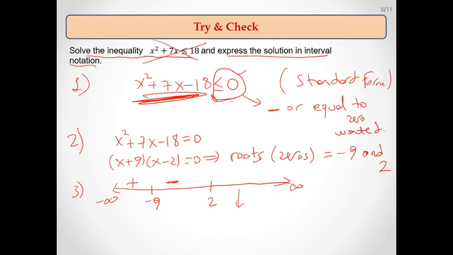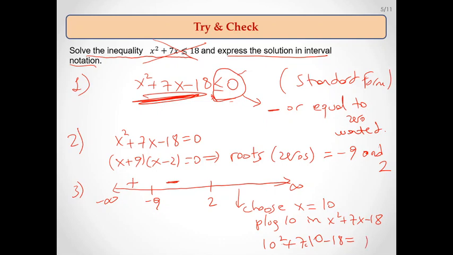Then the last one, choose a point. Choose x to be like 10. Let's see how it goes, and plug it in. Plug 10 in x squared plus 7x minus 18. So 10 squared plus 7 times 10 minus 18. It will be 152 maybe. Yeah, so this will be plus, so positive. So you put plus here. Okay, we are done with the sign chart.